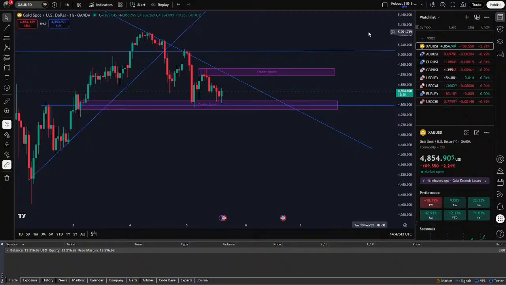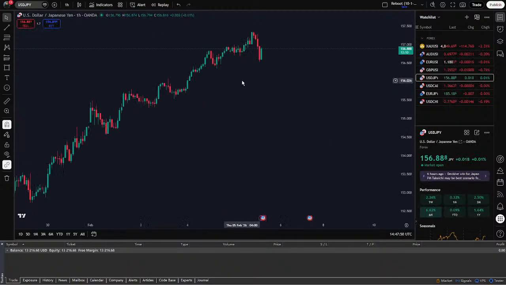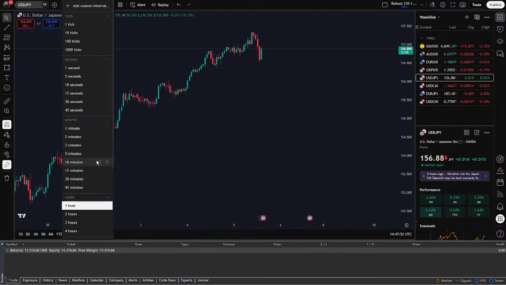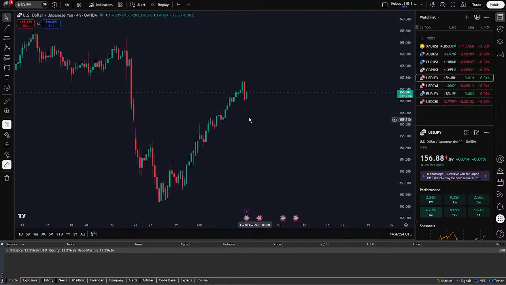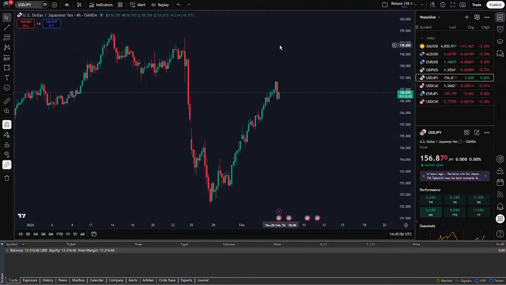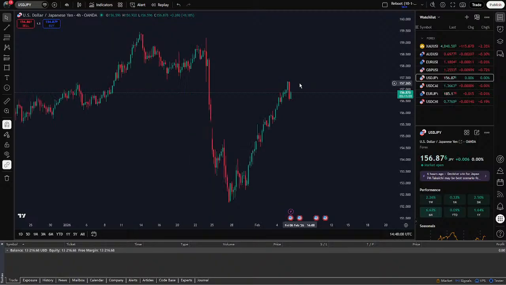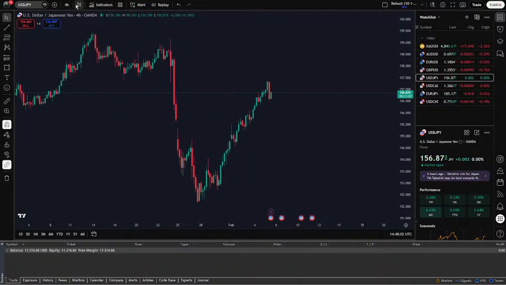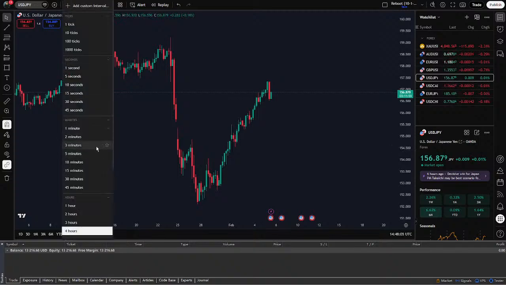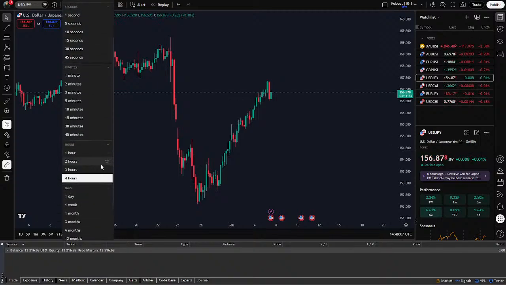Let me pull this closer. If you want to check another currency, let's check USD JPY. The reason why I check USD JPY is the positive-negative energy of gold. If you see gold going down, you usually will know that USD JPY will go back up. So if gold goes down, UJ will go up.